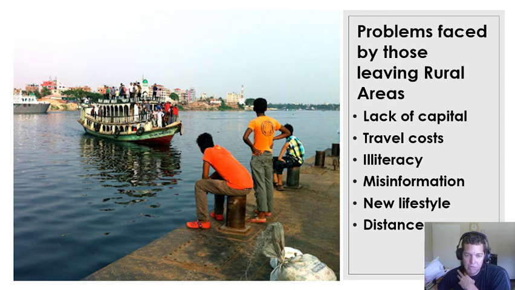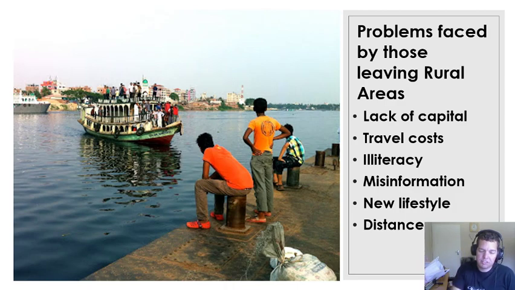The people who leave, though, the rural migrants who migrate out of the rural area to the city, face some challenges as well. They often might not have a lot of money when they arrive in a city. You might have faced big costs from traveling to the city. A lot of people are illiterate. They cannot read or write when they arrive at a city, which limits their job opportunities. They lack information about the city and how things work. They struggle to adapt to this new lifestyle of big city life.